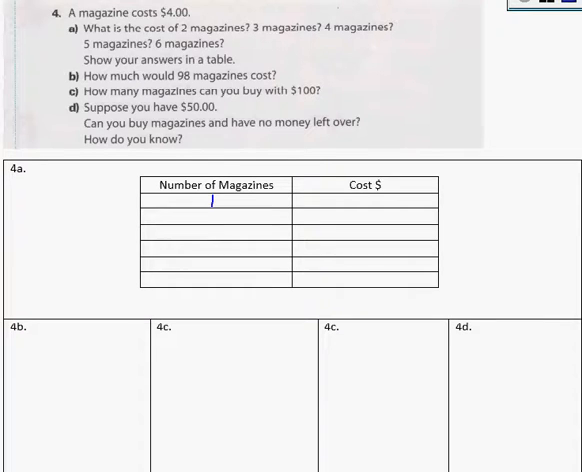The number of magazines, 1 is $4. If you have 2 magazines, it's 2 times 4, which is 8. 3 magazines is 3 times 4, which is 12. 4 magazines is 4 times 4, which is 16. 5 magazines times 4 is 20. 6 magazines times 4 is 24. So that's pretty easy, right?